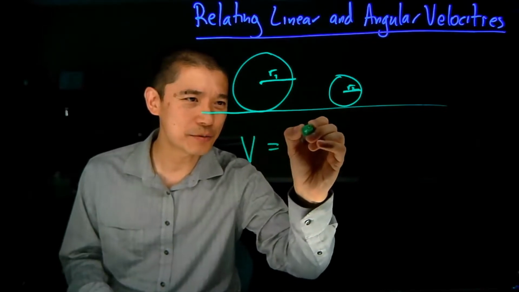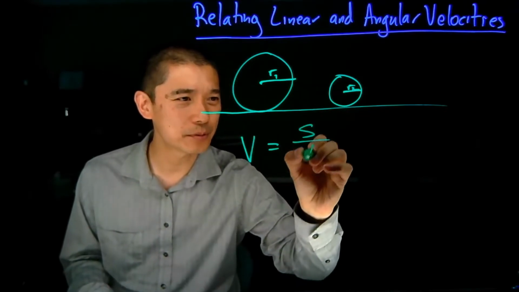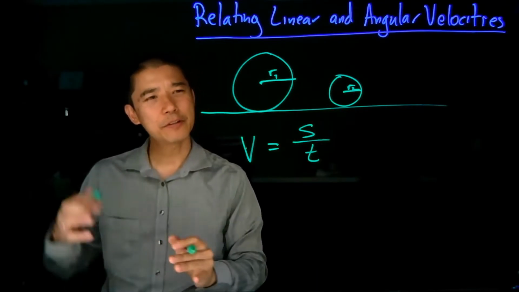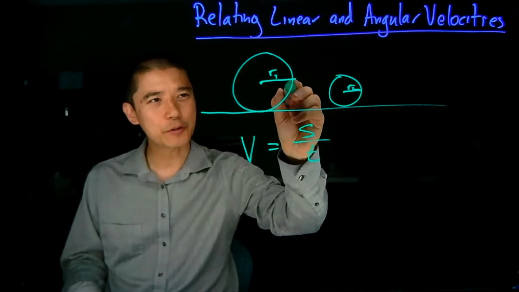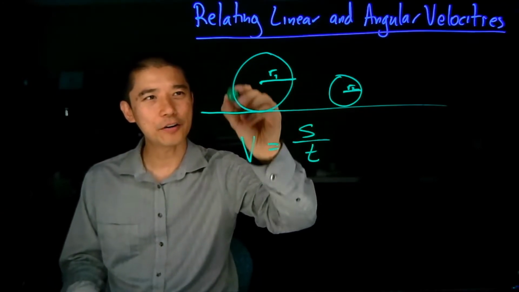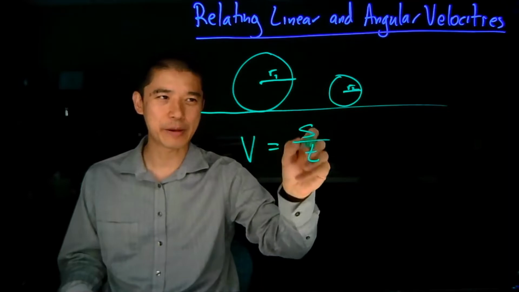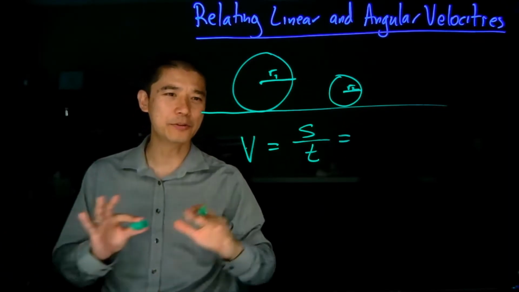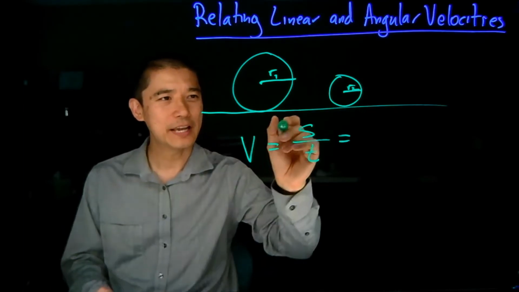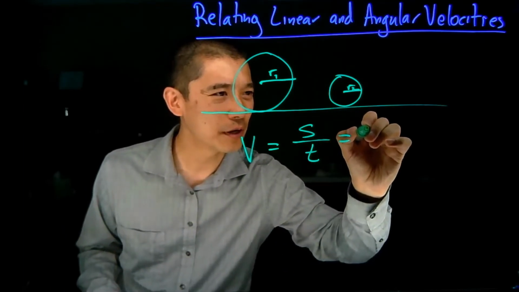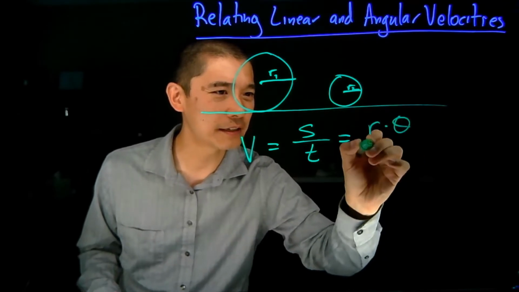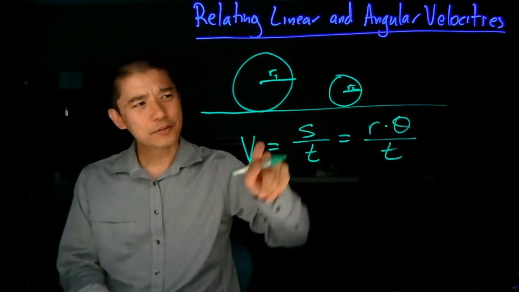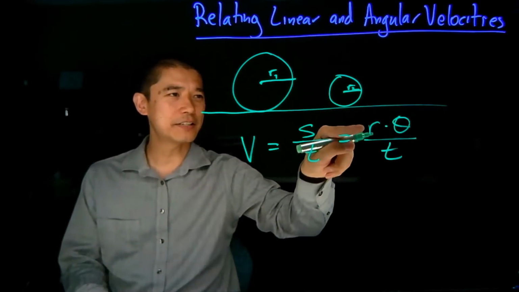So velocity is equal to how far it travels per amount of time. This s right here, if you think back to the example we just talked about, corresponds to an arc length. How far around this circle have you traveled in some amount of time? And so rather than using s, we can relate this back to the angle using the arc length formula. s is equal to r times theta. Right? And so now we have this setup. Velocity is r times theta over t.